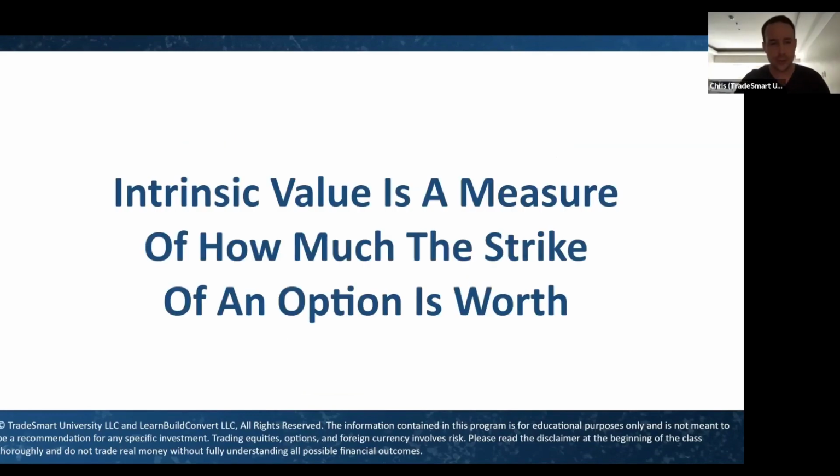So here's what those mean. Intrinsic value is a measure of how much the strike of an option is worth, okay?